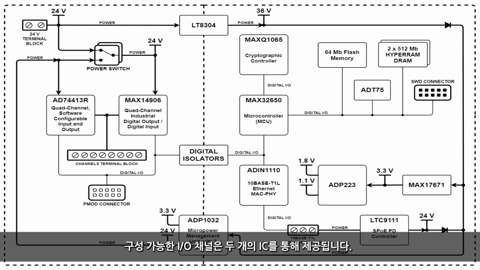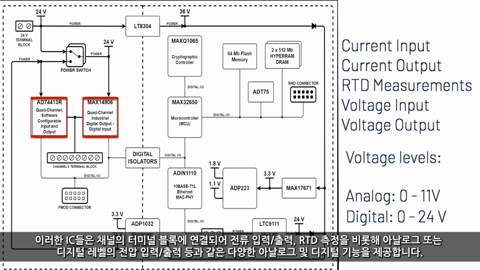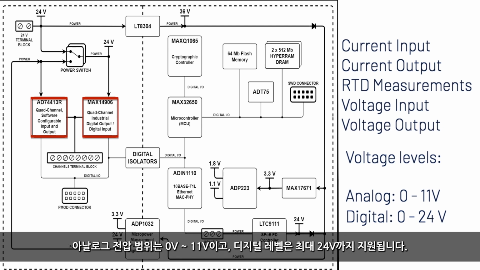The configurable I/O channels are provided by 2 integrated circuits, AD74413R, a quad-channel software configurable input-output circuit, and MAX14906, a quad-channel software configurable digital input, digital output circuit. Connected to the channel's terminal block, these offer several analog and digital functions, current input-output, RTD measurements, and voltage input-output, either analog or digital levels. For analog voltages, the range is 0 to 11 volts, while digital levels can go up to 24 volts.